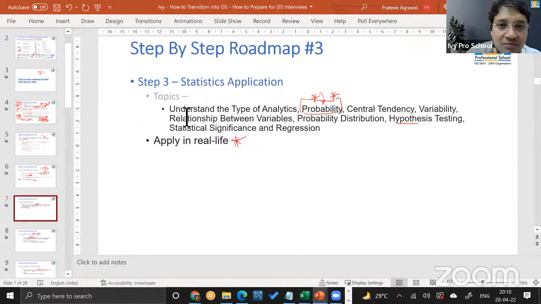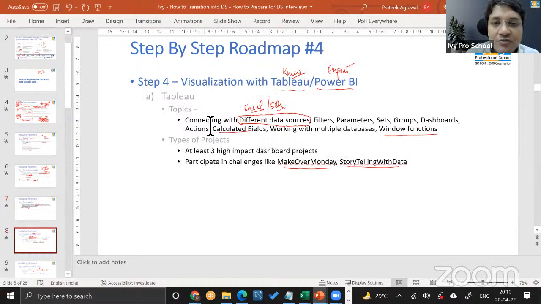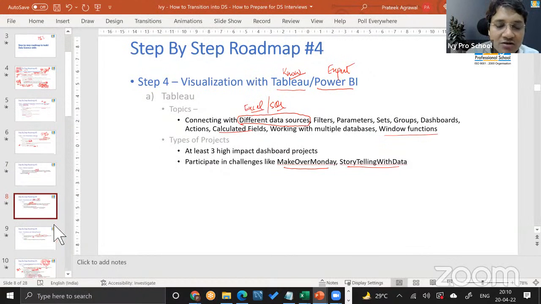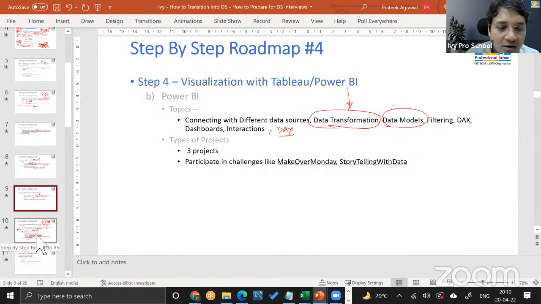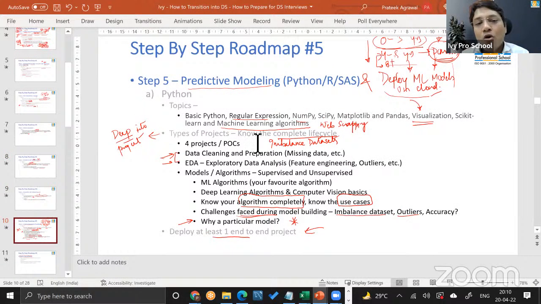Statistics application, a must for any analytics and data science person, but learn statistics as you want to apply it in real life. And finally, visualization using Tableau, Power BI. And again, here also we spoke about the importance of working on projects and participating in online competition. And finally, the 5th step was predictive modeling. Here, some of the key things that we discussed, that maybe you don't want to work on 7 or 8 machine learning algorithms. Maybe you work on 3 to 4 most important machine learning algorithms, but work end to end. Also understand how to deploy the machine learning models, so at least one of them, right?